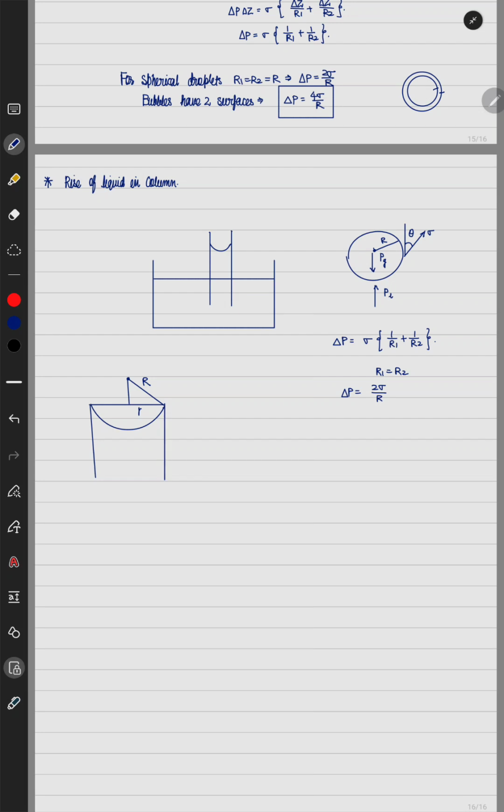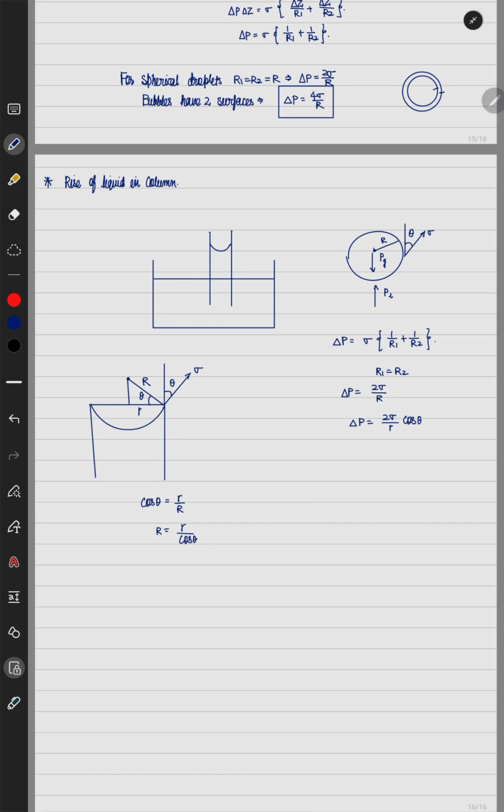Here this is the direction of sigma, and from the vertical it is making some angle theta. If this angle is theta, then this angle will also be equal to theta. Cos theta will be equal to small r by capital R. So capital R can be written as small r by cos theta. So I can replace: delta P is equal to 2 sigma divided by R, that is, 2 sigma cos theta divided by r. The delta P expression comes out to be equal to this.